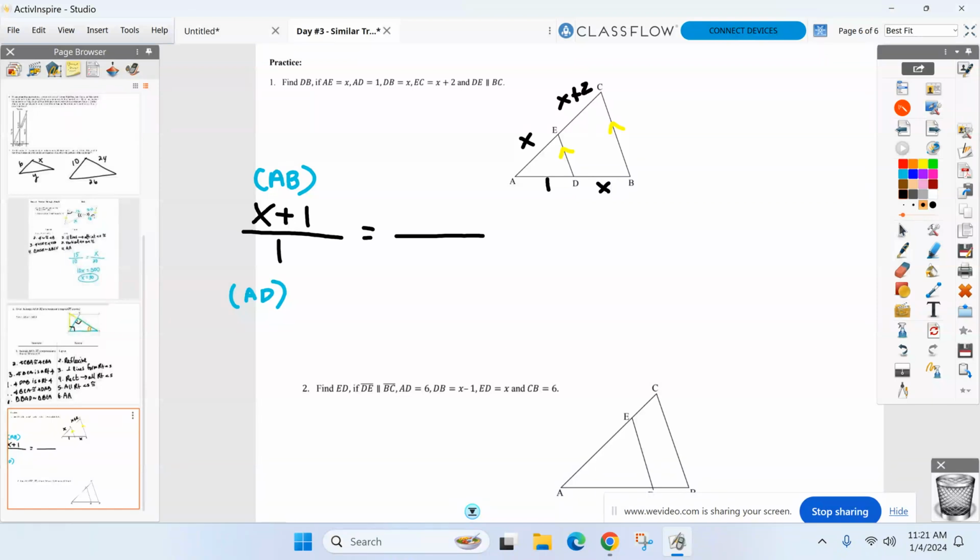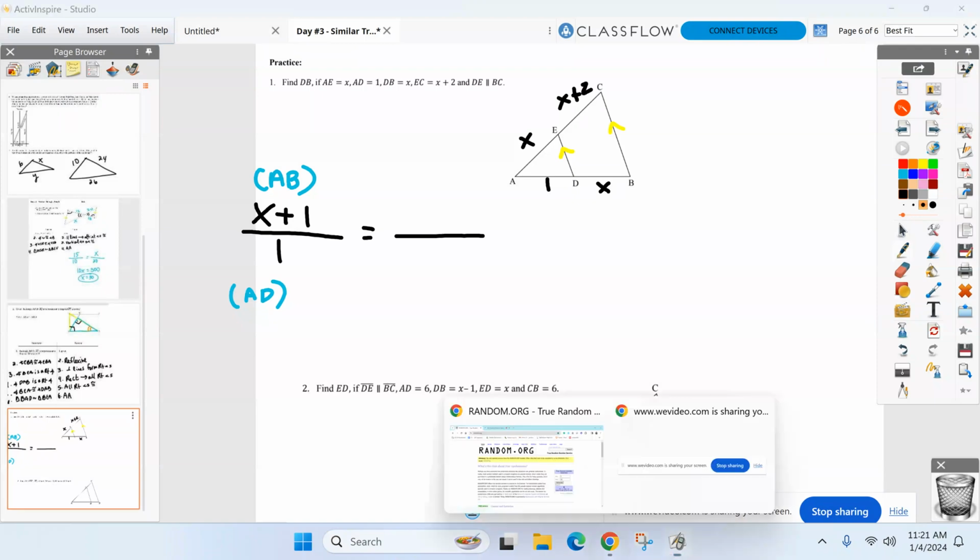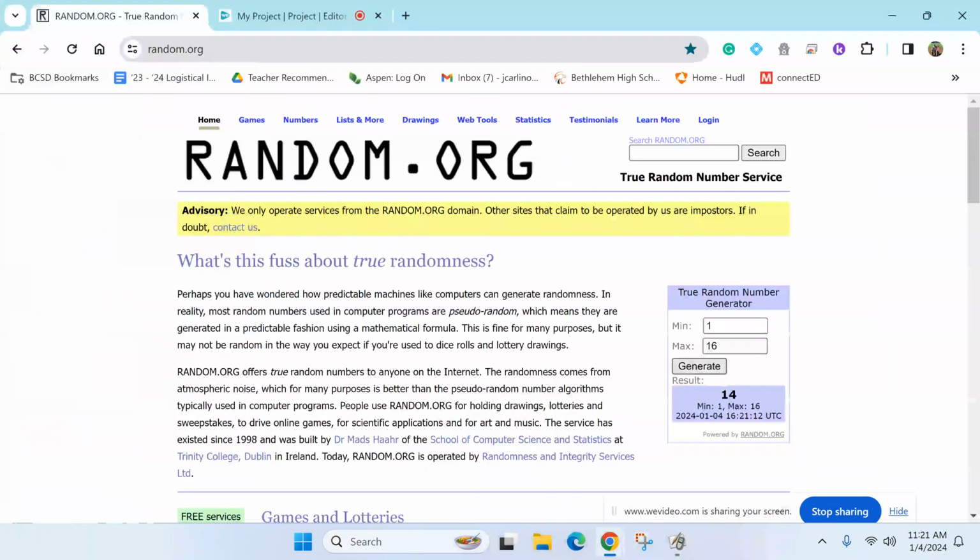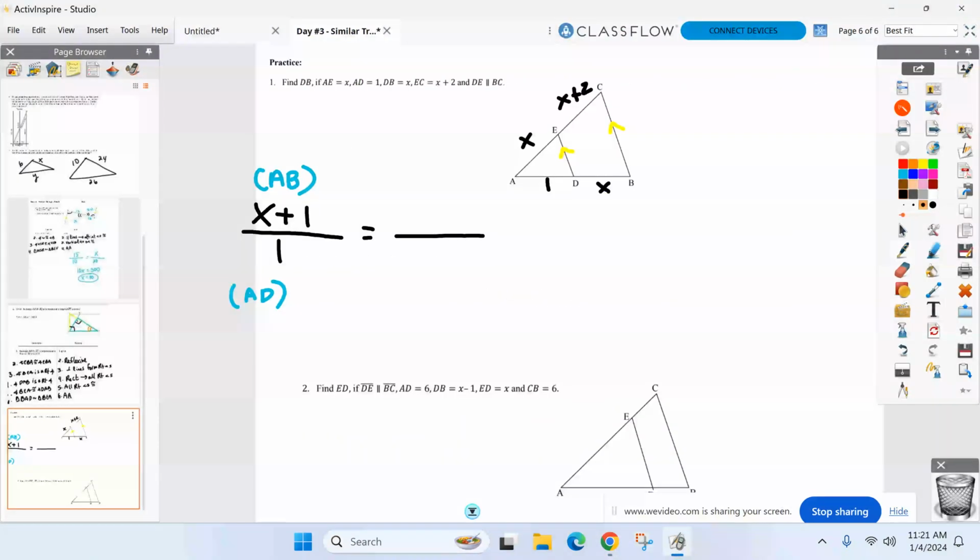She decided to pick a side from the bigger triangle, so I need the other side from the bigger triangle that we know. How long is the other side in triangle ABC that we know? Gianna, you're up. 2X plus 2. Good. Perfect.